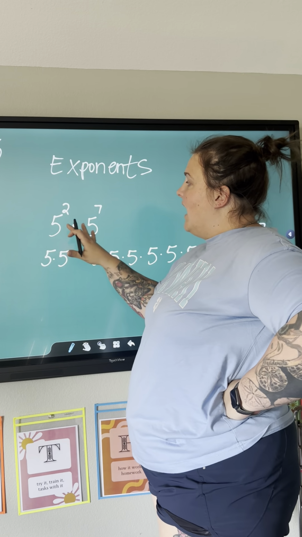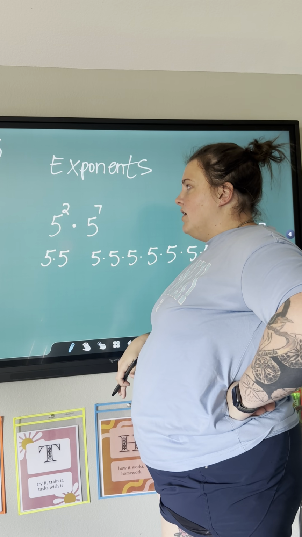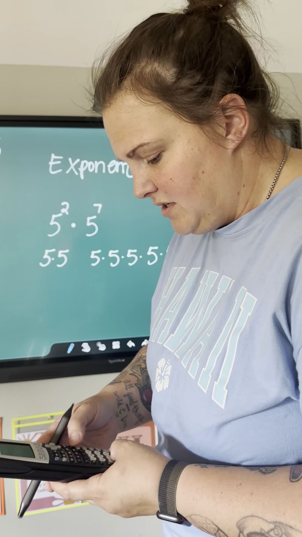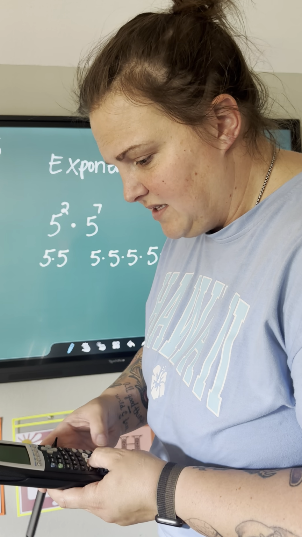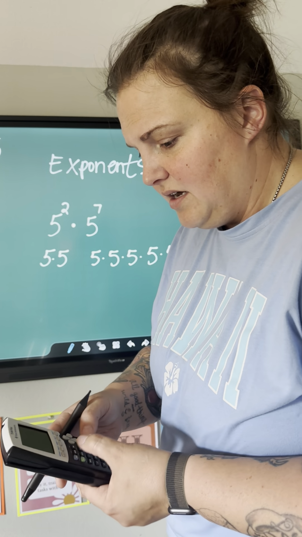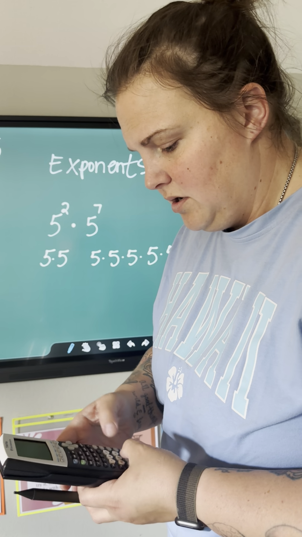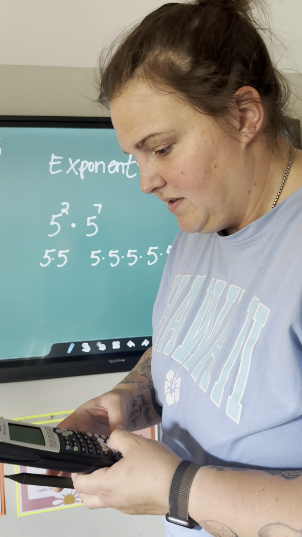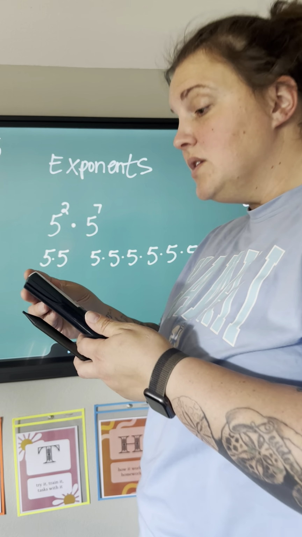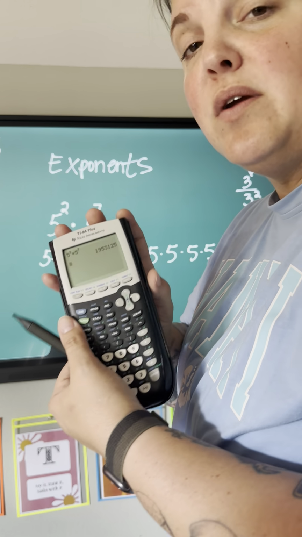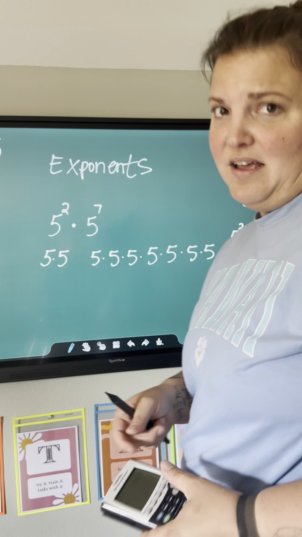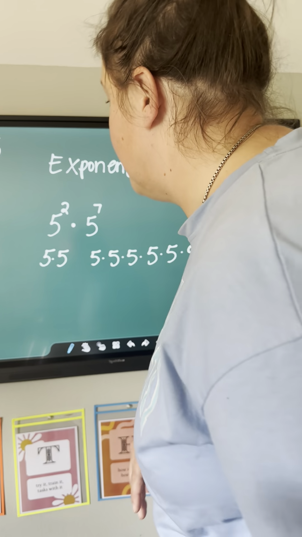5 squared times 5 to the 7th. Is this different? Well, like I said, 5 to the 2nd times 5 to the 7th is a giant number. 5 squared times 5 to the 7th. It is 1,953,125. Okay, what if I don't want to write that? That's the value of exponents, people.